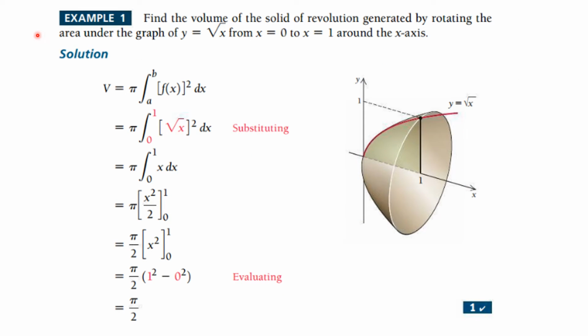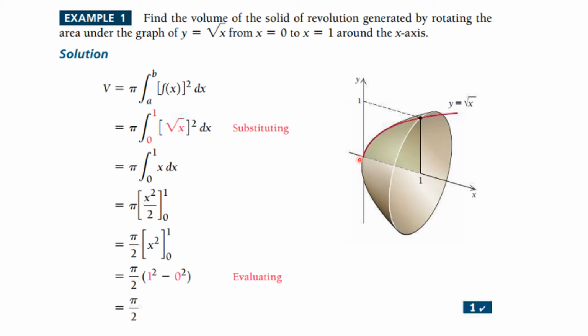Examples are worth many words, so let's do an example. We want to find the volume of the solid of revolution generated by rotating the area under the graph of y equals the square root of x from x equals 0 to x equals 1 around the x-axis. So here is the x-axis, and here is the function. The red one is y equals the square root of x. We're talking about the area under that from 0 to 1, and we're spinning it around the x-axis. So we go around, and we get this.